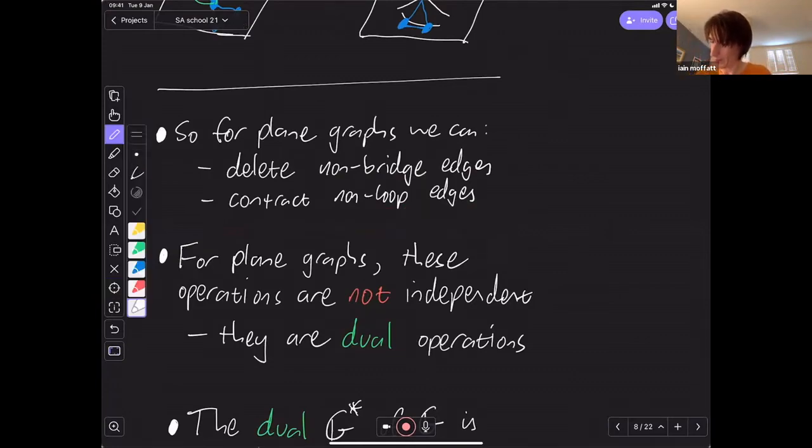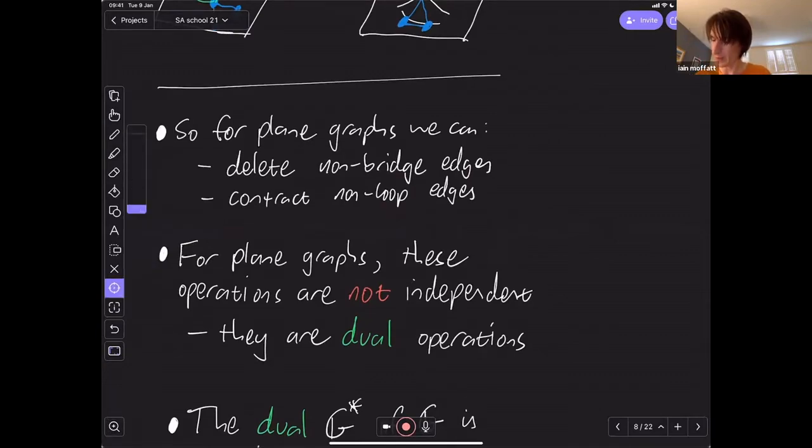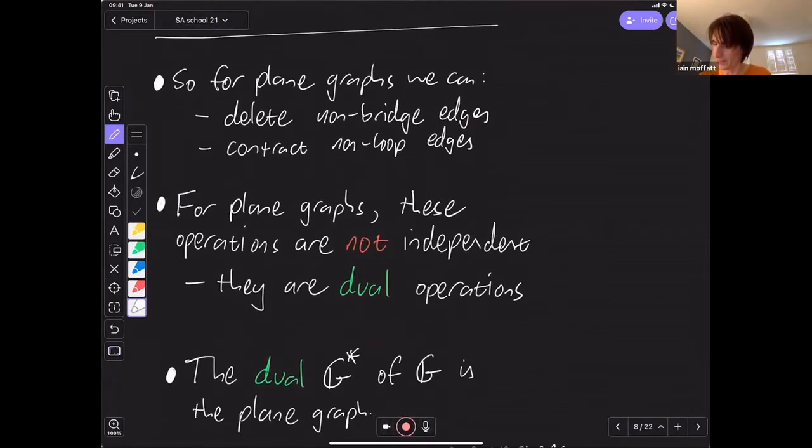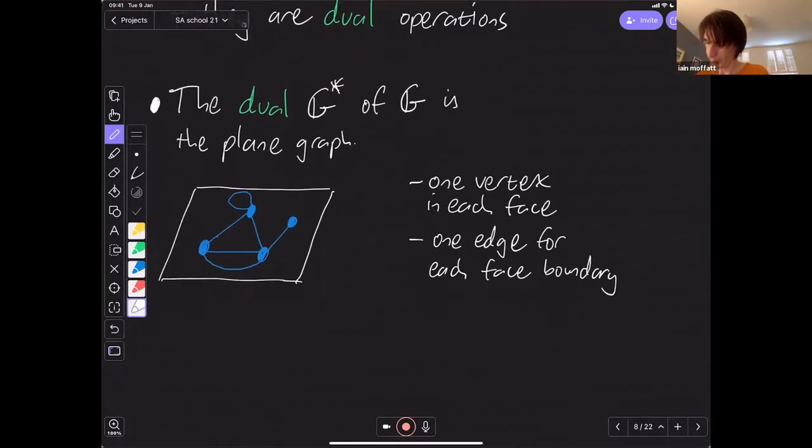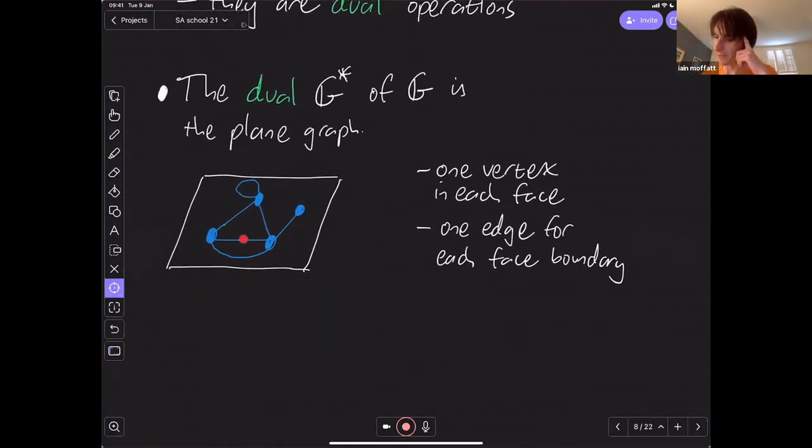Okay, so I've got my two operations, and they look really different, but in actual fact, they're really the same operation, or more accurately, they're two dual operations. So this is my third construction for plane graphs. What I've got here is my graph in a plane, and I'm going to construct a new graph from it.